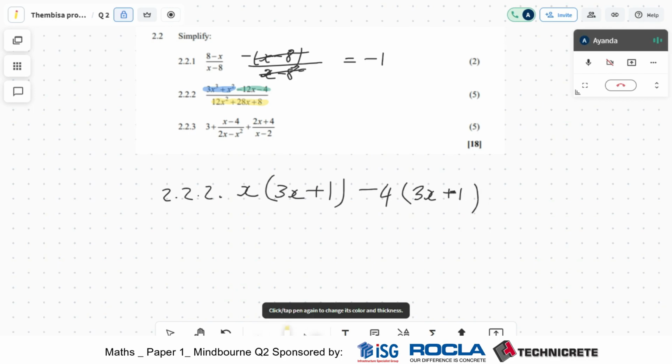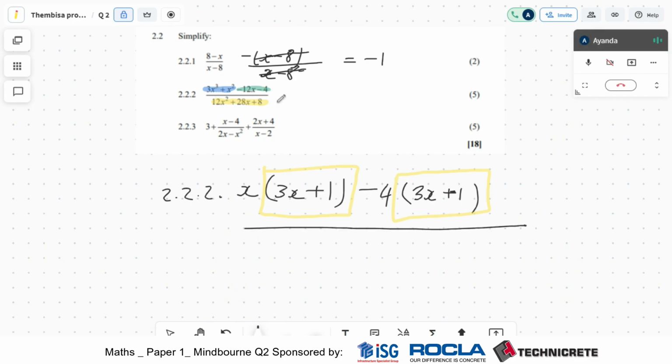And the beauty of factorizing is we now have 2 common factors here. Let's go to the bottom. We said the lowest common factor we can get for this trinomial is 4. So that would be 4 times 3x squared plus 4 times 7x would give us 28x, and 4 times 2 would give us 8.